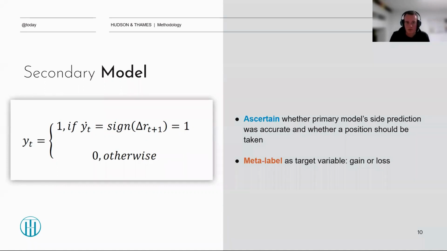And the target variable of the secondary model is the meta label, so whether the prediction of the primary model resulted in a gain or in a loss. So epsilon t is the meta label, and that shows us the side forecast from the primary model. And we didn't apply any regularization or hyperparameter tuning to make it easier to interpret the results.